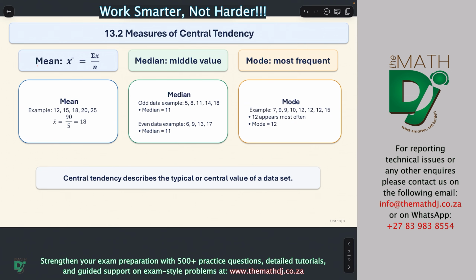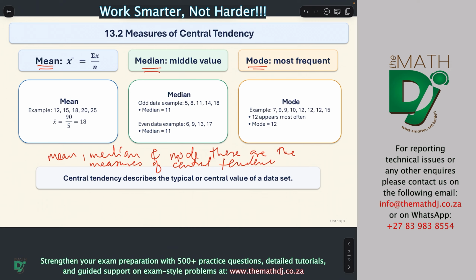So, measures of central tendency. Central tendency is measured by three things: mean, median, and mode, right? These are the measures of central tendency.